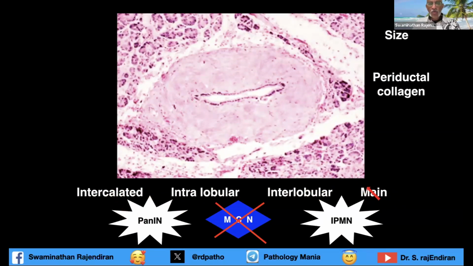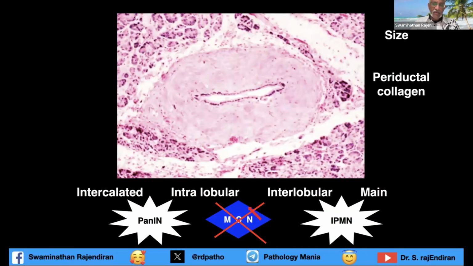Why we have to know this? Lesions happening in the intercalated and intralobular ducts are non-palpable, and they are called as PANIN, pancreatic intraepithelial neoplasia. And the lesions arising in the larger ducts like interlobular and main pancreatic duct are known as IPMN, intraductal pancreatic mucinous neoplasm. So both PANIN and IPMN are connected with the duct.